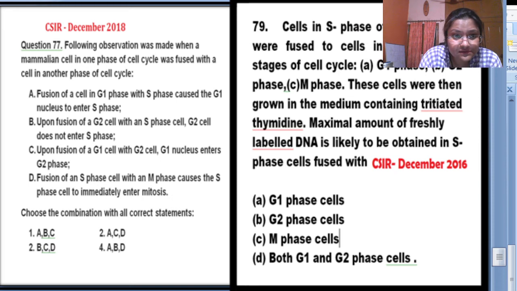These questions were asked in the CSIR exam, and these are based on the cell fusion experiment. The following observation was made when a mammalian cell in one phase of the cell cycle was fused with a cell in another phase of the cell cycle. So we need to choose a combination which are all correct statements. Let us analyze the first statement first. Statement A: a fusion of a cell in G1 phase with S phase caused the G1 nucleus to enter S phase.